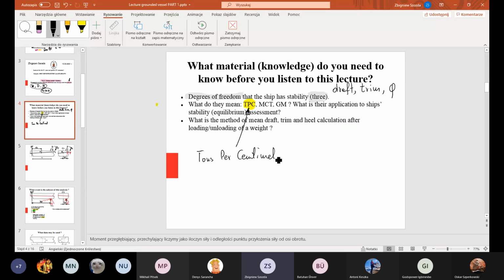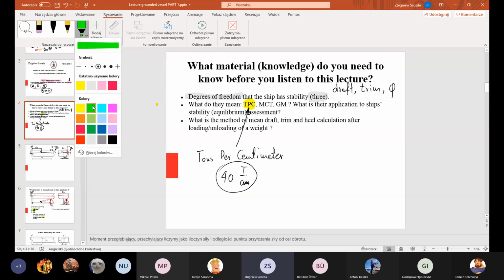And what is the meaning of a number? For example, TPC is equal to 40 tons per centimeter. What information is contained in such a number? That there is the force of 40 tons on 1 square centimeter. Not square centimeter, just centimeter. This value tells us how much weight we should add to change our draft by 1 centimeter. Yes, that's right. Fine. I will change color to green.